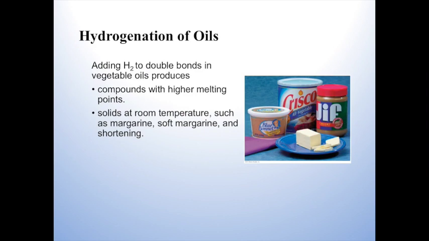So this is generally used to hydrogenate oils. It adds H2 to double bonds in vegetable oil to produce compounds with higher melting points, which is useful for homogenization and also in cooking. They are solids at room temperature. Examples of this are margarine and shortening.